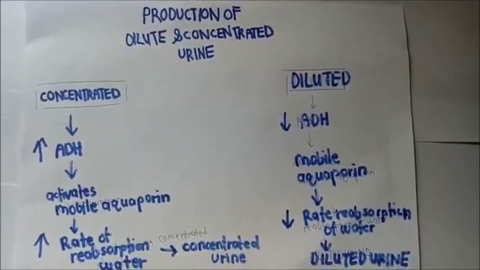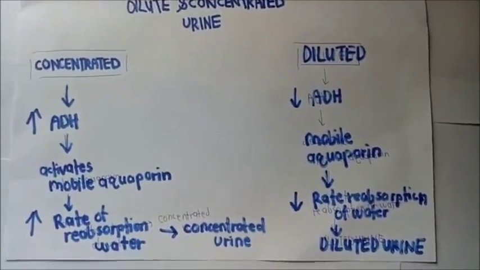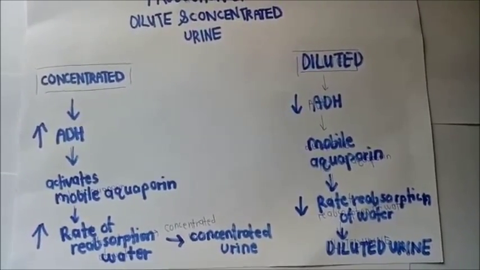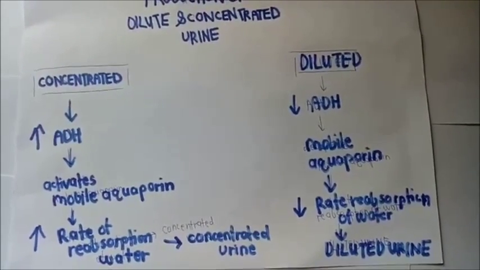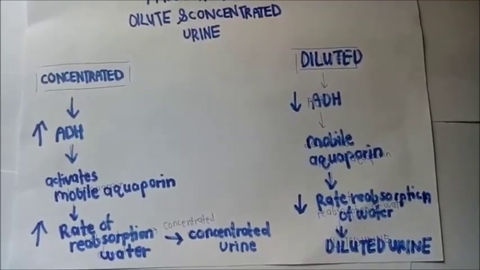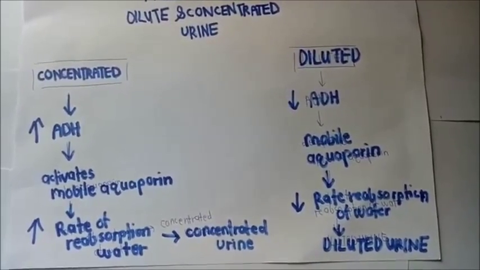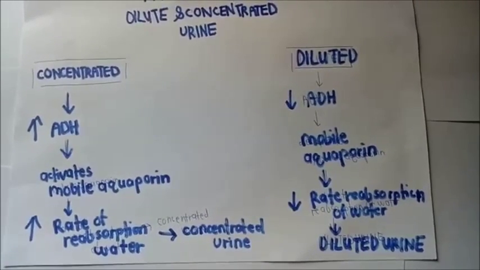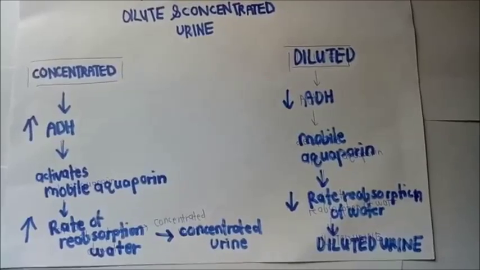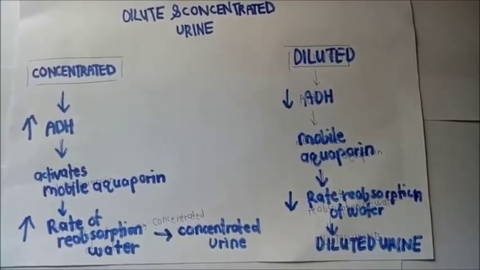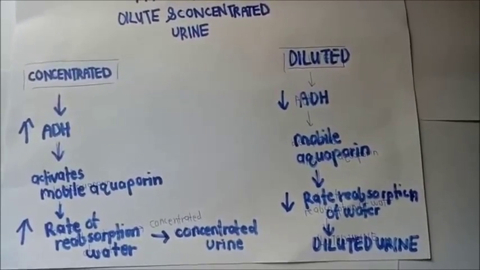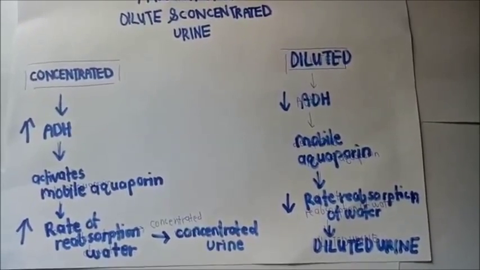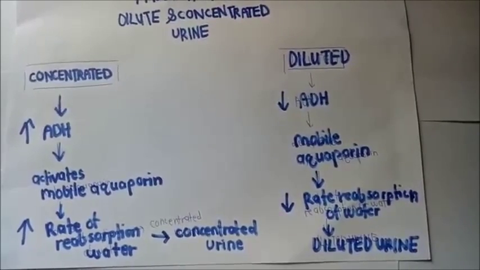Okay, for the production of concentrated urine, the ADH will increase the permeability of the distal tubule and collecting ducts to water, and then it will activate the mobile aquaporin. Thus, it will increase the rate of reabsorption of water. The highly osmolar renal medullary interstitium provides an osmotic gradient for water reabsorption in the presence of ADH. Because of this, it will produce concentrated urine.